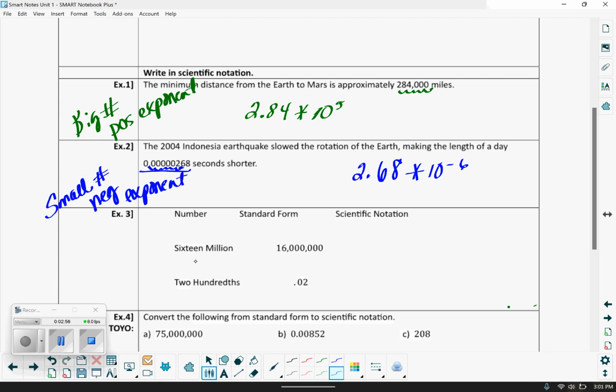So the next two I've got here, the number is 16 million, which is 1600000 right here. I'm going to put it into scientific notation. So I need one non-zero digit, so 1.6 times 10, and we're going to count our zeros. 1, 2, 3, 4, 5, 6, 7. And so too big, so it's a positive exponent. The next one is a small number, because it's less than 1. So I'm going to move your decimal 2 places, so it's going to be 2 times 10 to the negative 2, small, so negative exponent.